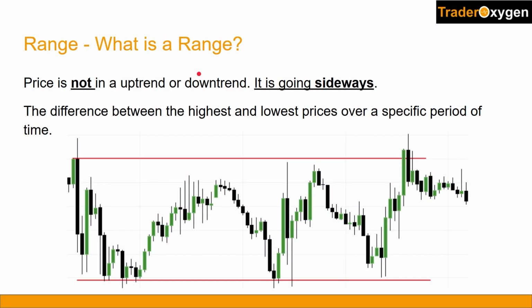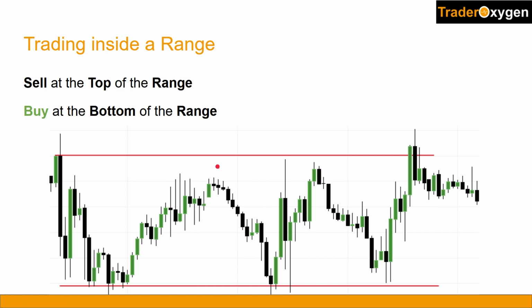Okay, so now let's look at the concept of a range and trading inside a range. So what is a range? Price is not in an uptrend or in a downtrend. It's going sideways. So that is a range. Usually traders sell at the top of a range at these points, and traders buy at the bottom of a range. Why? Because at the top they can get premium prices to sell. Why do they buy at the bottom? Because they get discounted prices to buy.